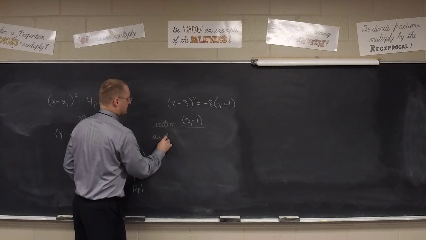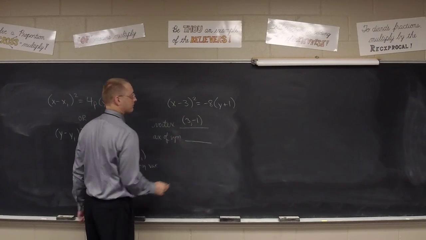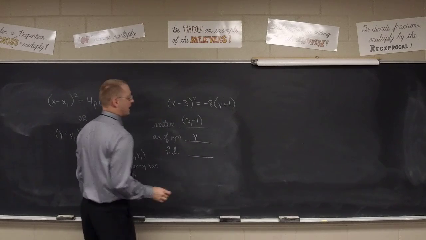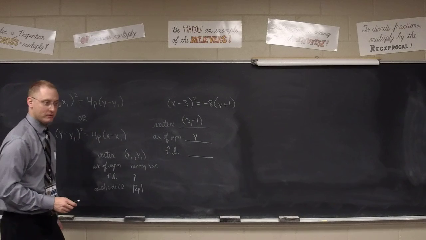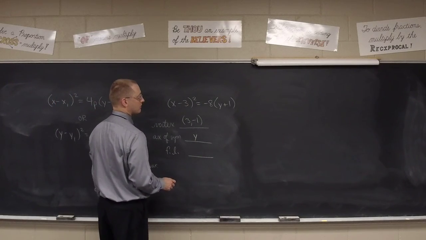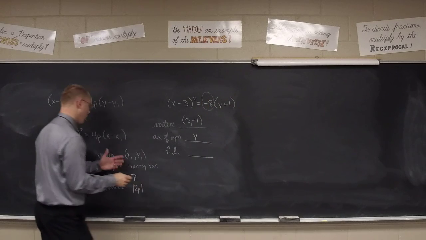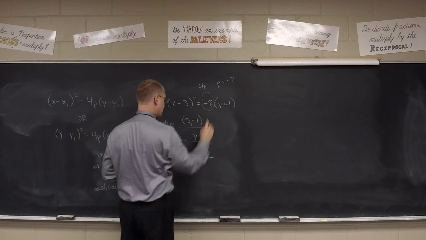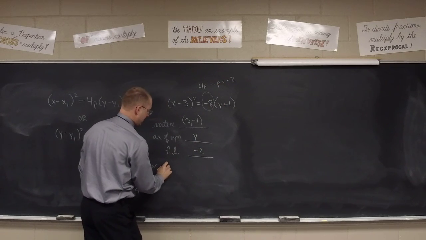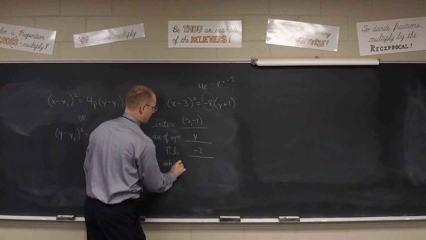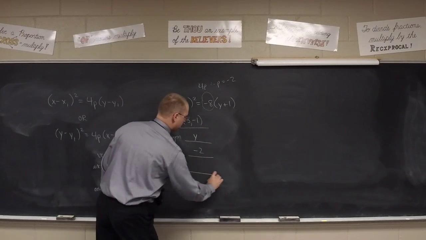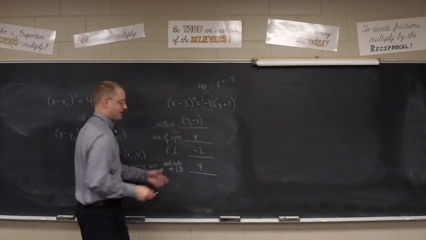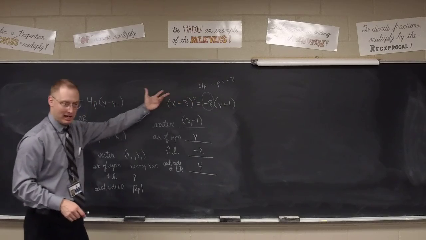Which axis is the axis of symmetry? Y. What's the focal length of this particular parabola? −2. Good. Remember, the coefficient of the quantity is the 4p. So therefore, p is −2. And then finally, each side of the latus rectum is going to be how long? 4. Double this, but minus the sign, or half that, but minus the sign.